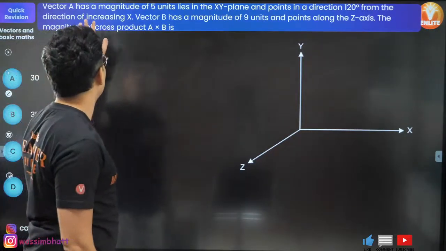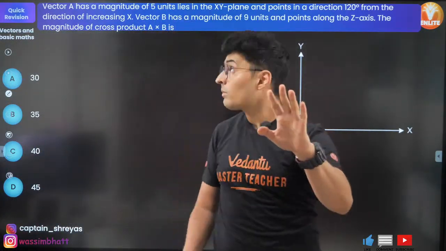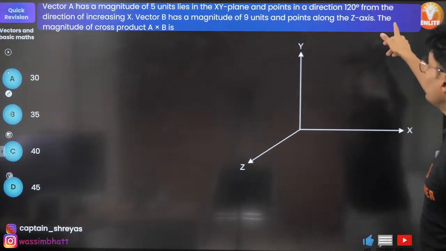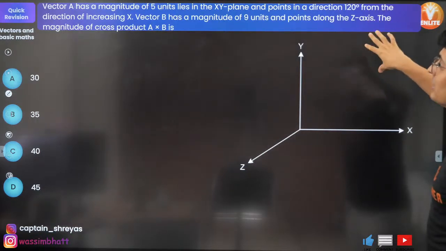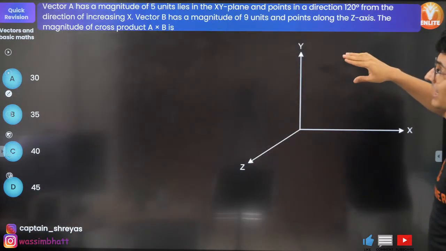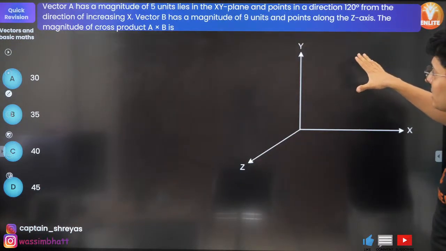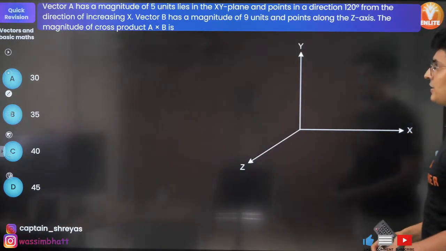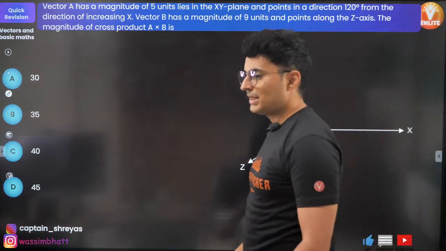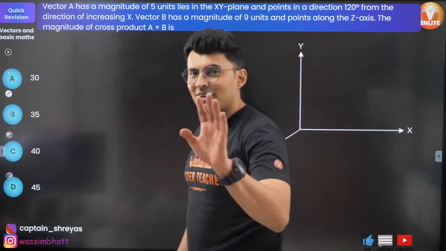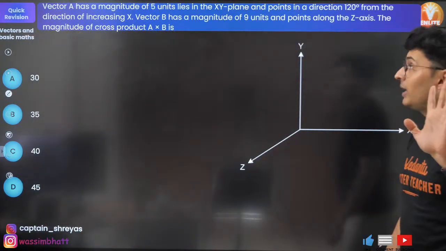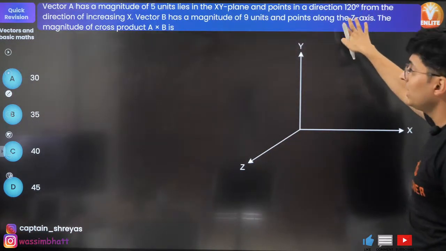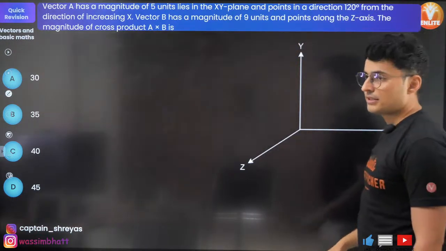A vector A has a magnitude of 5 units and it lies in the xy plane and it points in the direction 120 degrees from the direction of increasing x. Vector B has a magnitude of 9 units and points in the z-axis. The magnitude of the cross product is interesting. Let's try to do this question. A vector has a magnitude of 5, lies in the xy plane, points in the direction of 120 degrees from the direction of increasing x.